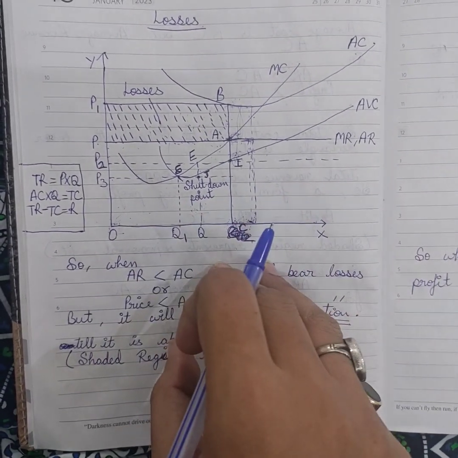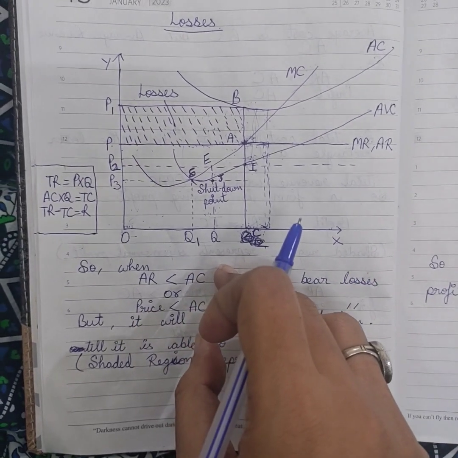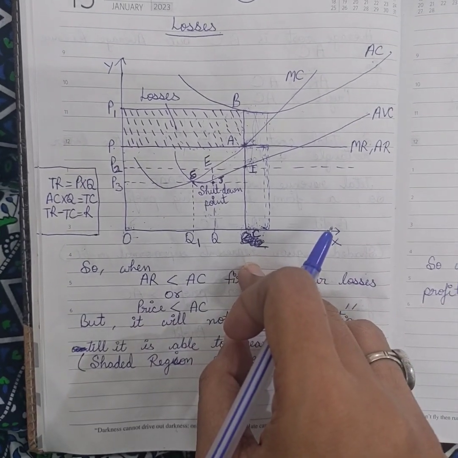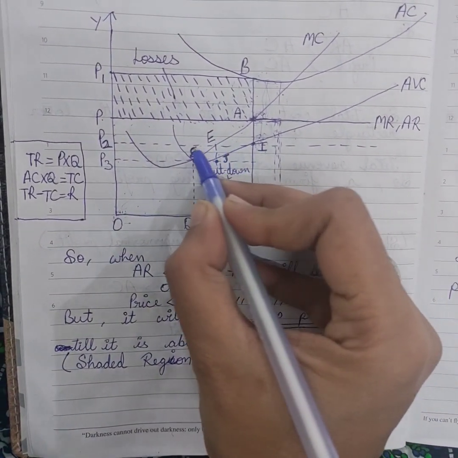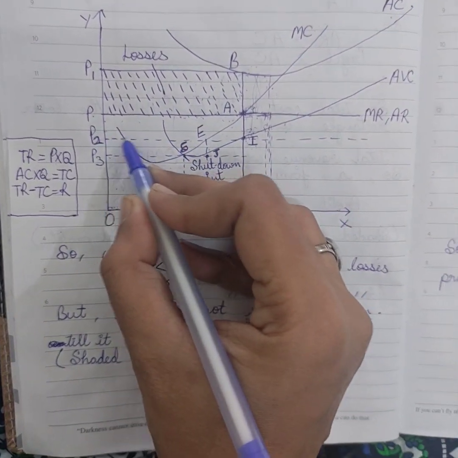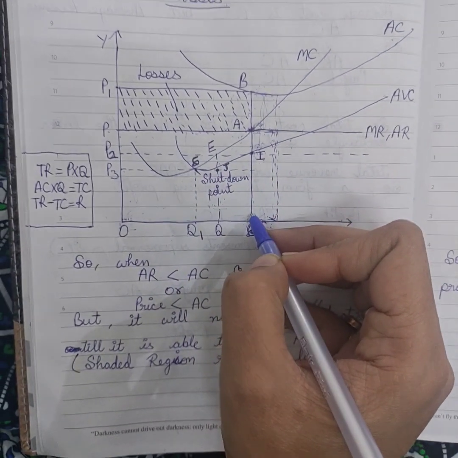Obviously the prices will also decrease, so the demand curve will shift downwards, right? Now where will it shift? This. It shifted downwards.